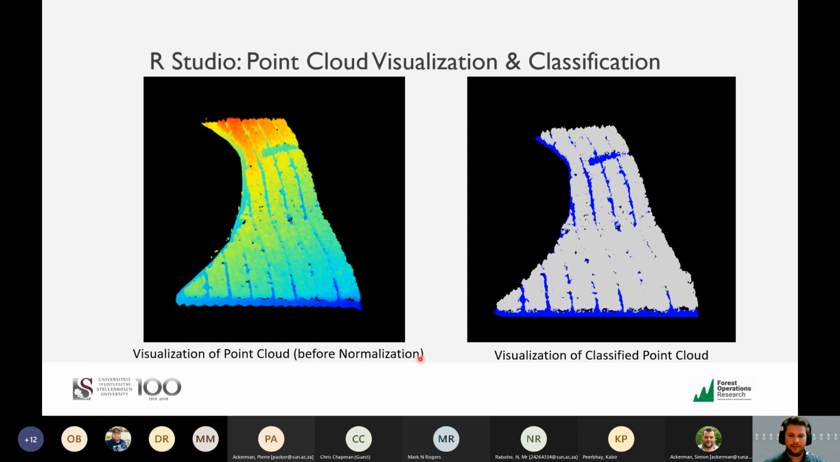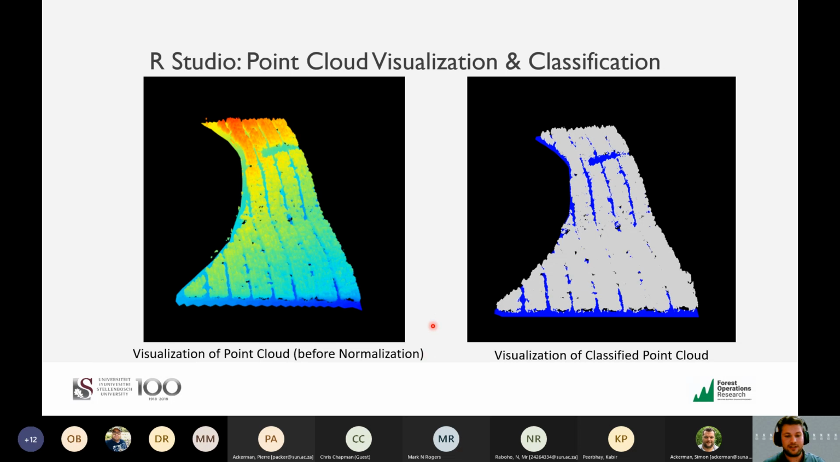Here are some visualizations of what happened in R. To the left is a visualization of a point cloud before any processing happened on it. So this is after Cloud Compare. This is straight imported into R and plotted as a 3D graph. As seen, these red colors up here are the highest elevations in the LAS file, and the dark blue stuff at the bottom is the lowest elevation.